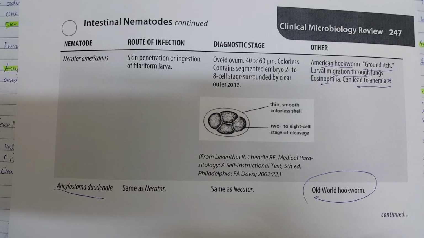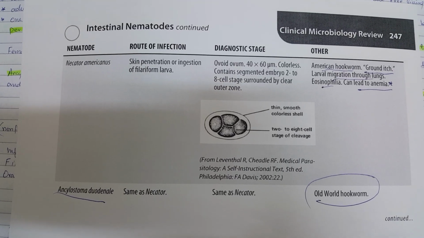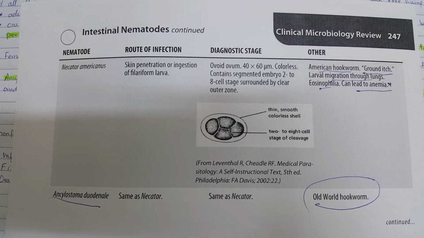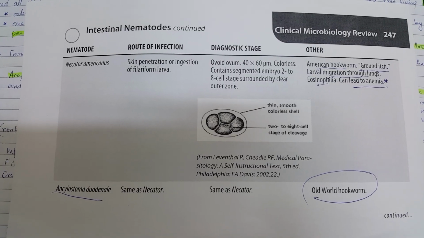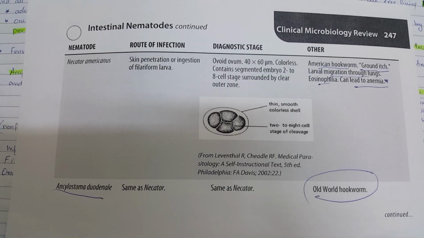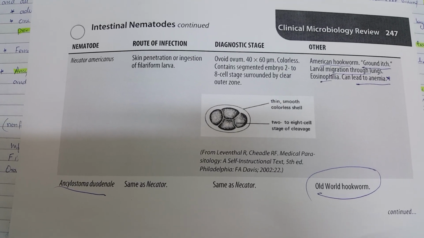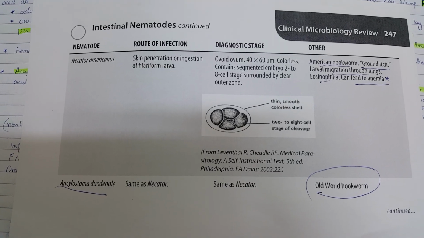Necator americanus infects through skin penetration or ingestion of the filariform larva. It has an ovoid ovum, 40 to 60 micrometers, colorless, containing a segmented embryo at 2 to 8 cell stages, surrounded by a clear outer zone, which is a thin, smooth, colorless shell. The 2 to 8 cell stages of cleavage can be seen inside in this picture.